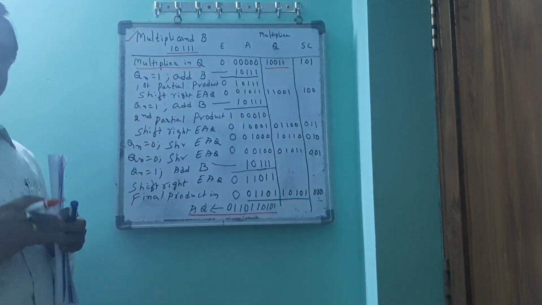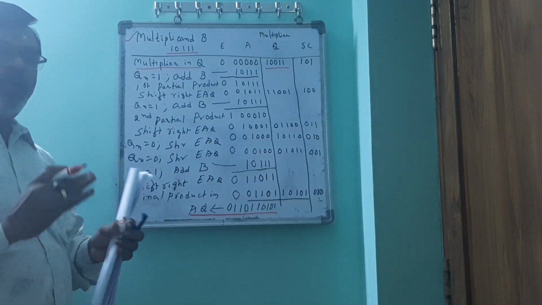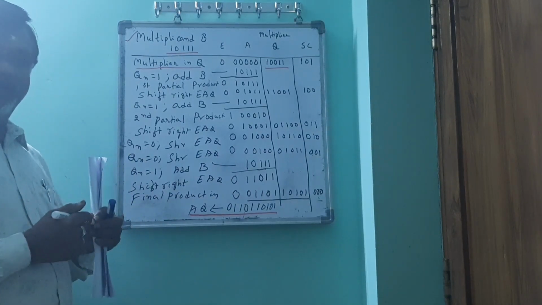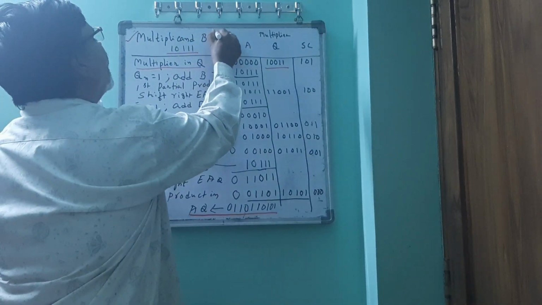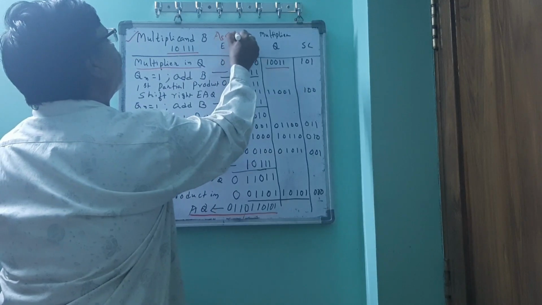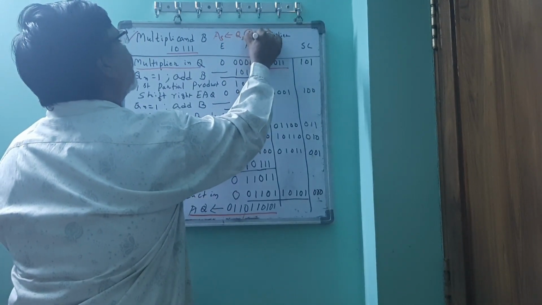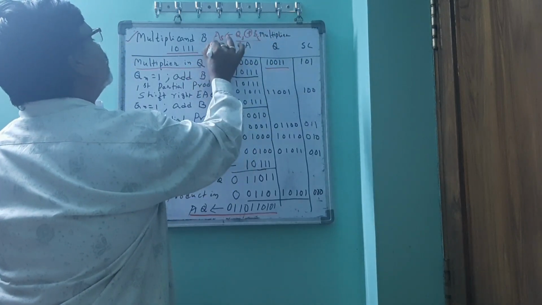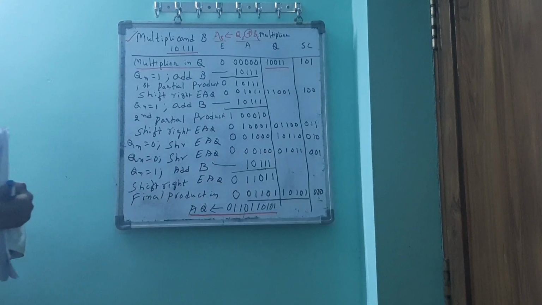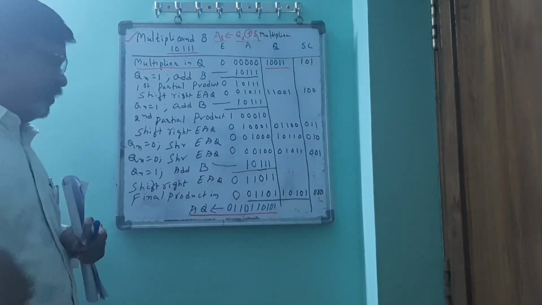QS and BS, that is the sign bits of both multiplier and multiplicand, will be XORed and stored in AS. So we don't bother about that right now. QS XOR BS is stored in AS because we don't bother about the sign right now. So the procedure is very, very important here.